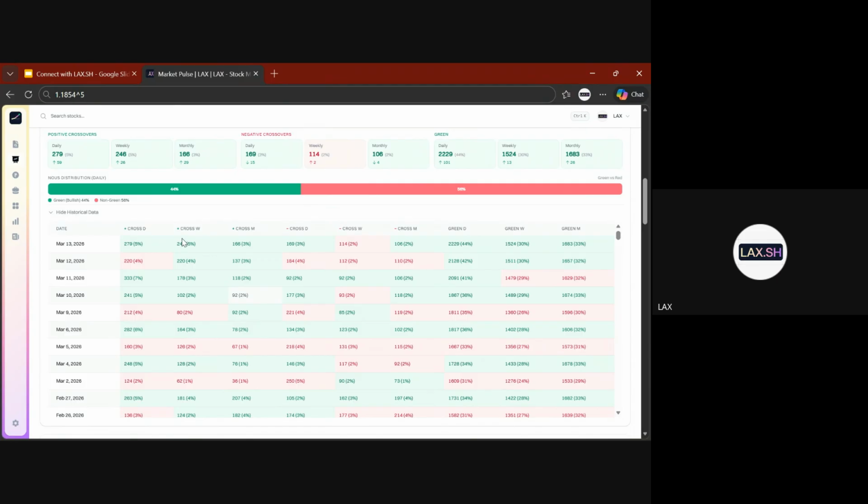Okay. Weekly, steadily improving. So green, green, green. Monthly, improving. Green, green, green. Daily, negative crossover. So it had actually turned bad on March 12th. So it turned red. Again, improved. Green, right? So that way you can interpret. Okay.